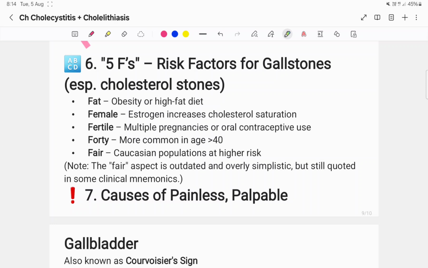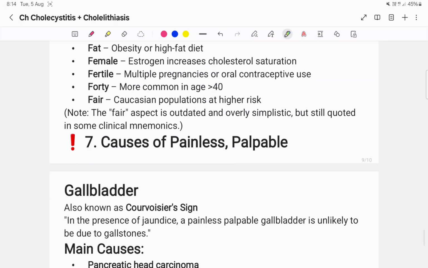Now, in the viva, we are asked for 5 signs which are the risk factors for gallstone: fat, female, fertile, 40, and fair. They are more prone to gallbladder disease. If the patient belongs to this category, we can suspect that the patient suffers from gallstone disease.